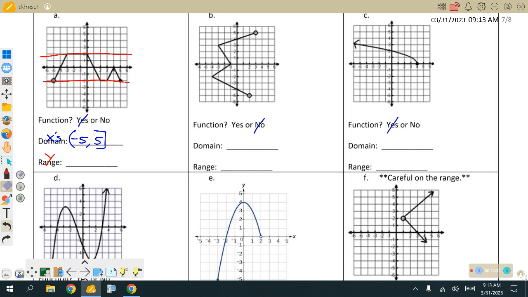So we have a floor right here. What is this floor? What is that minimum y value? Negative 2. And then we go up, up, up, up, up, and then we stop. Where does my graph stop? At a y value of 2.